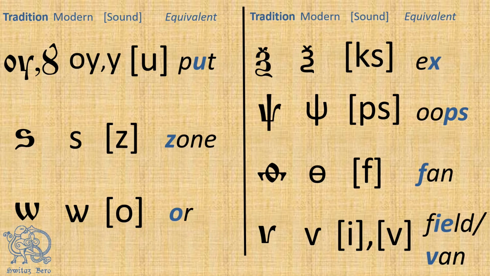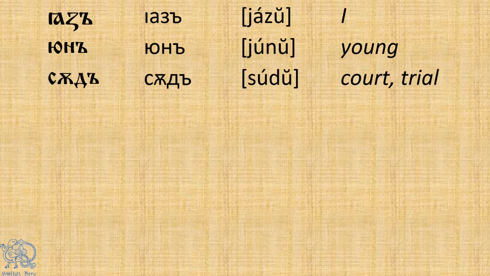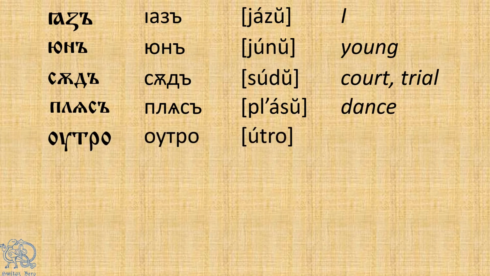Okay, now let's turn to the words that were written with those letters. Yaz, Yaz means I, me. Juno, Juno means young. Sud, Sud, it means court or trial. Plas, Plas, it means a dance. Utro, Utro, morning.